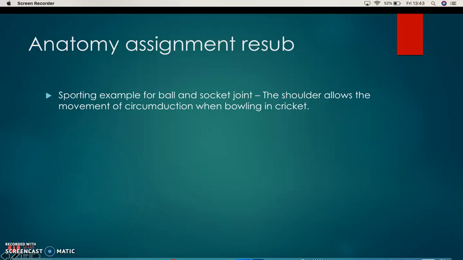The example of when you would use the ball and socket joint is when you are a bowler in cricket. When they bowl, the joint would allow them to have full movement of circumduction at the shoulder so that they are able to get the power into the throw, making it faster and harder for the batter to make a good hit.